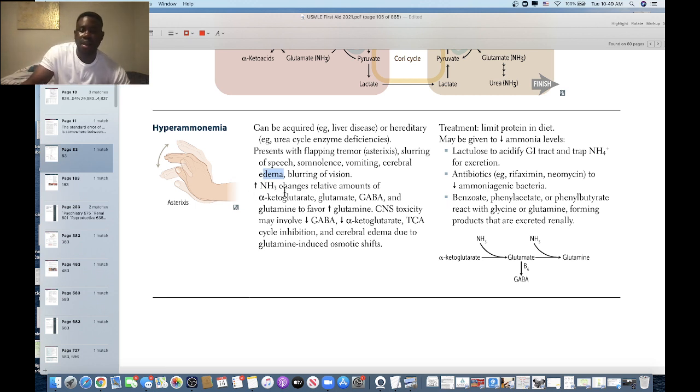So increased NH3, that's ammonia, changes the relative amounts of alpha ketoglutarate, glutamate, GABA, and glutamine in favor of increased glutamine. So CNS toxicity may involve decreased GABA and decreased alpha ketoglutarate. Now, TCA cycle inhibition and cerebral edema due to glutamine-induced osmotic shift.